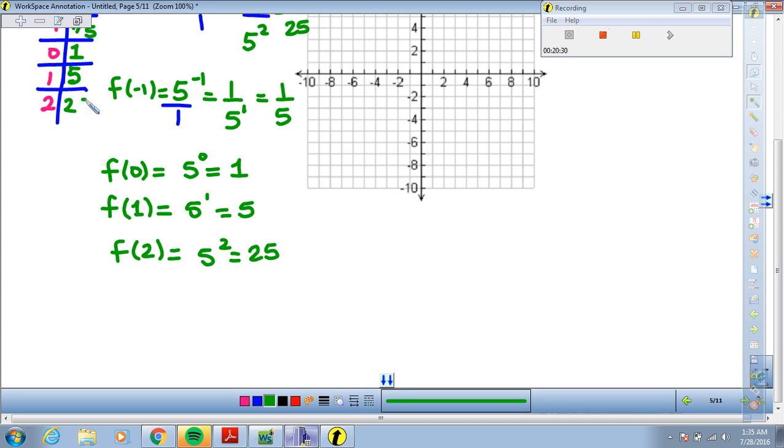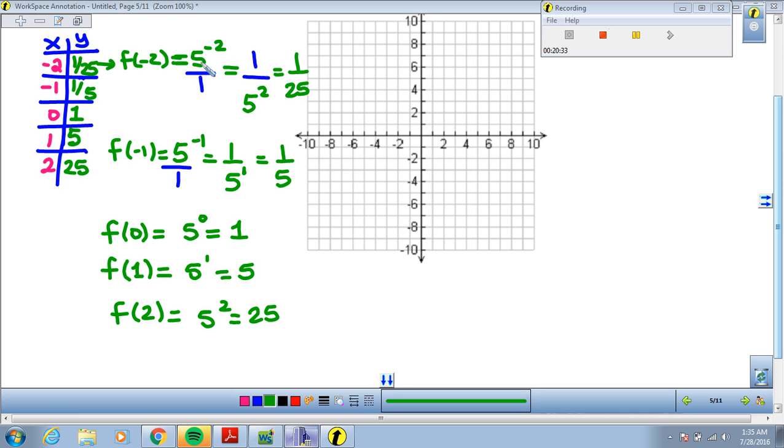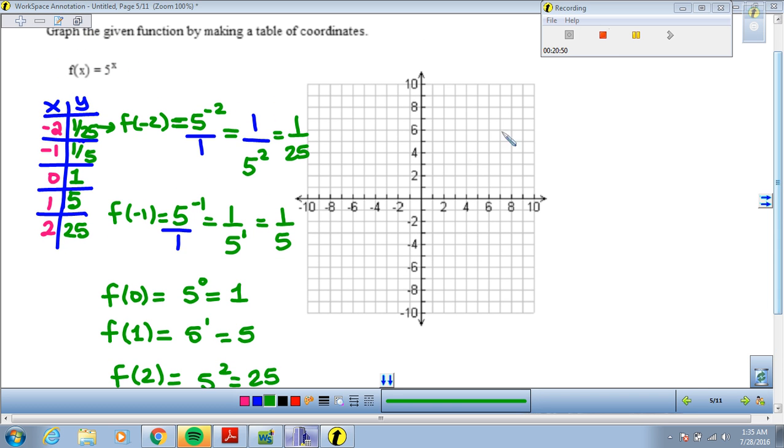The only time that I'm putting a 1 under the number and flipping it around is when I have a negative exponent. You do that to create a positive exponent, because when that fraction flips, the exponent becomes positive. So now it's just a matter of plotting this point here.